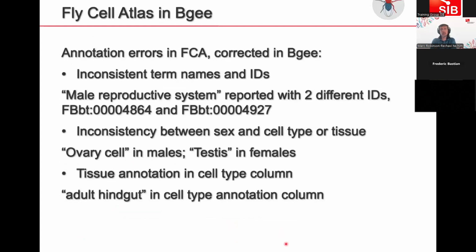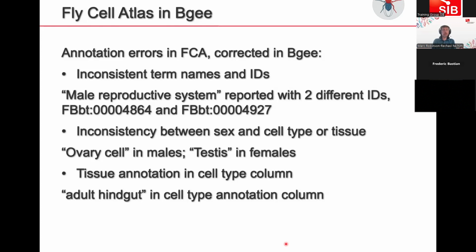Another example of curation we did for wild type healthy and for the annotation is the Fly Cell Atlas. This is also a big project by a consortium which did a lot of their own annotation in-house. But when we re-annotated, we found many small errors not following standards. For example, the male reproductive system was reported with two different identifiers, so you couldn't automatically get all the expression from the male reproductive system because it was put into two different boxes, so we put it together. Sometimes there were inconsistencies. For example, they annotated ovary cells in males or testis in females, which in Drosophila in the lab does not happen.